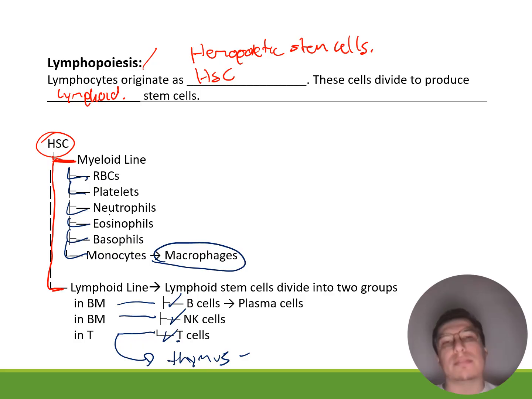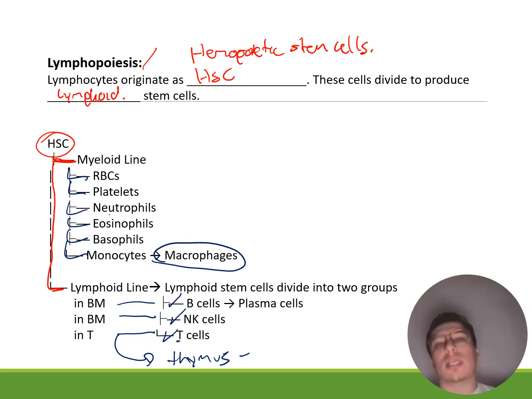T for thymus. All right. And in the thymus, they get trained in order to become immunocompetent. What that means is that we make them ready so that they don't react to self tissues. We don't want your own immune cells attacking your own body.